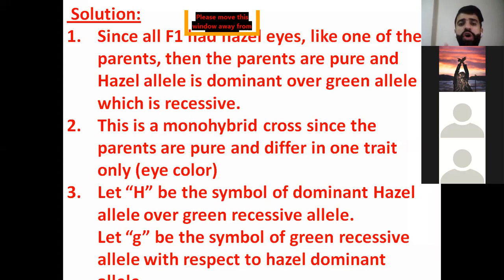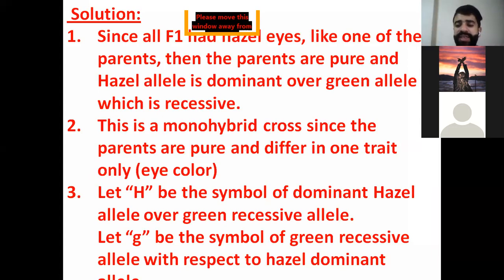Part 1, since all the F1 had hazel eyes the same way, like one of the parents, the parents are pure and the hazel allele is dominant over the green allele, which is recessive. What is the type of this cross? This is called a monohybrid cross, since the parents are pure and they differ in only one trait, which is the eye color. Part 3, let H capital be the symbol of the dominant hazel allele over the green recessive one, and let G small be the symbol of the green recessive allele with respect to the hazel dominant allele.